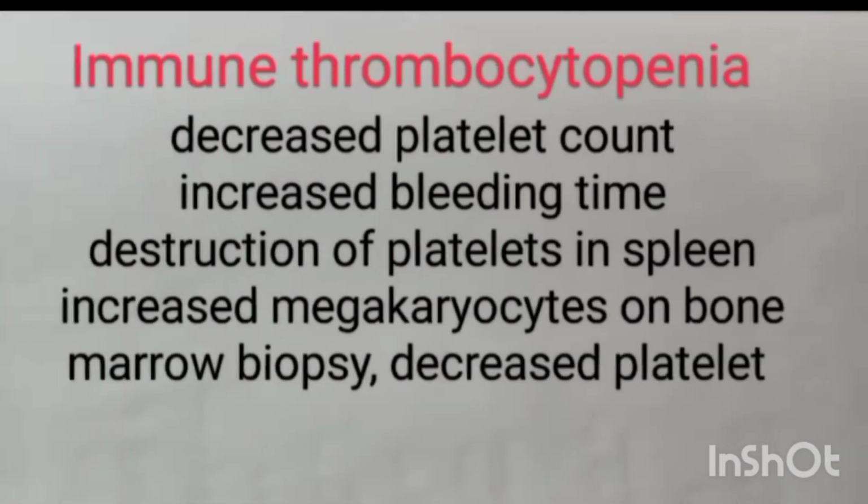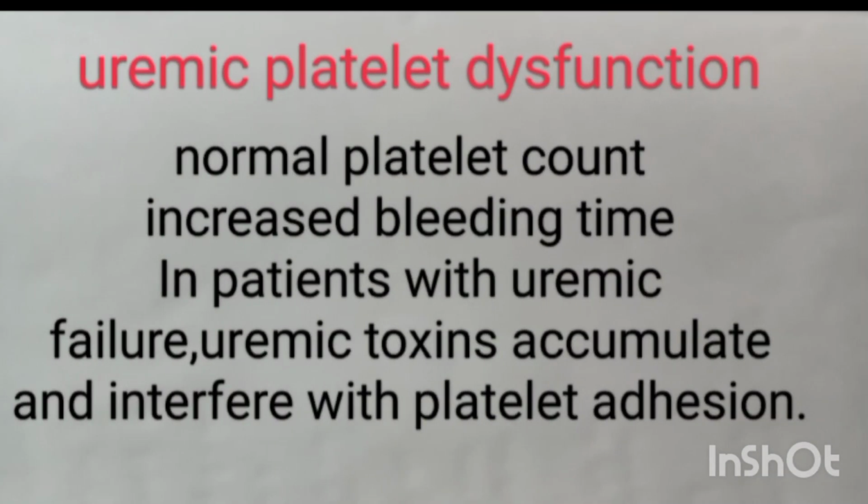Immune thrombocytopenia. Here we see decreased platelet count, increased bleeding time, destruction of platelets in the spleen, increased megakaryocytes on bone marrow biopsy, and decreased platelets. Next, uremic platelet dysfunction. Normal platelet count, increased bleeding time. In patients with uremic failure, uremic toxins accumulate and interfere with platelet adhesion.